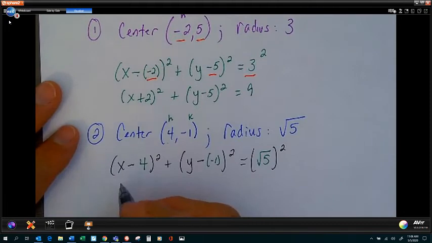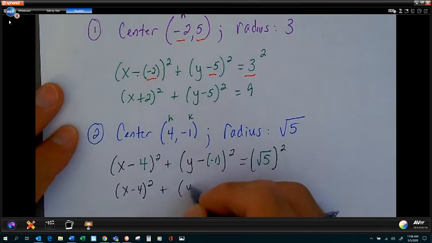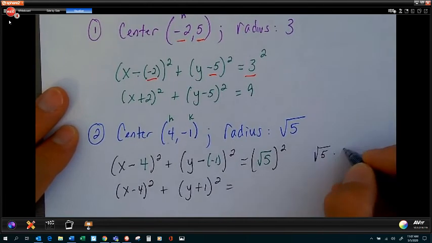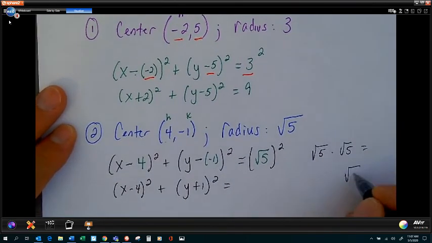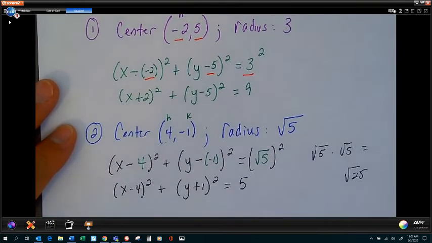So now simplifying, I don't need to simplify the first part because it's a positive, so (x minus 4) squared plus y minus a -1 is going to give me a +1, and the square root of 5 times the square root of 5 is equal to the square root of 25, and the square root of 25 is 5. So now there's our second equation: (x minus 4) squared plus (y plus 1) squared equals 5. Again, extracting the center, it's going to be the opposite value of what we see, so it's (4, -1), with the radius of the square root of what we see here.